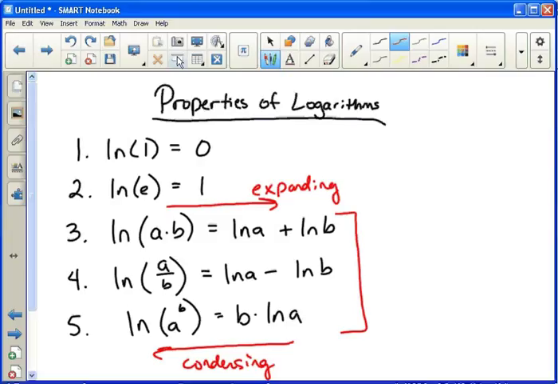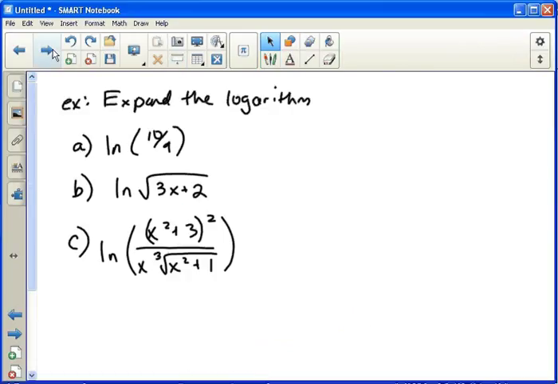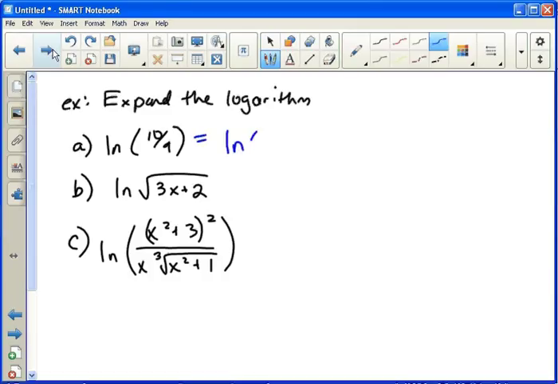So let's look at some examples of this. This should be something you saw in pre-cal. First, expand the logarithm. We see here we're dividing, and if we look back at our properties, dividing can be changed into subtraction. So I just do the natural log of 10 minus the natural log of 9.